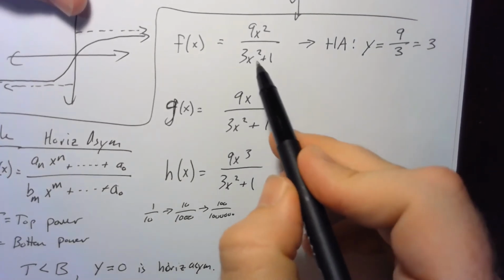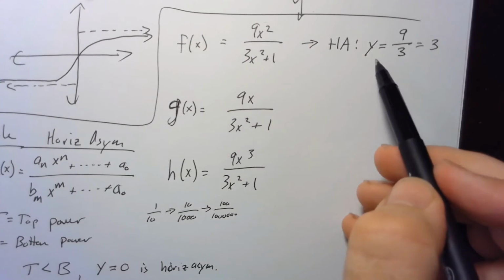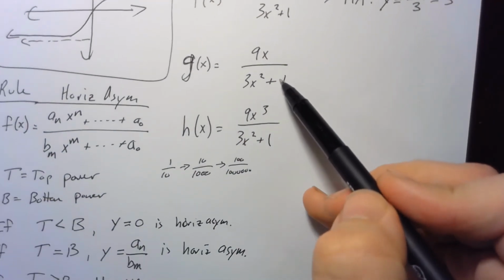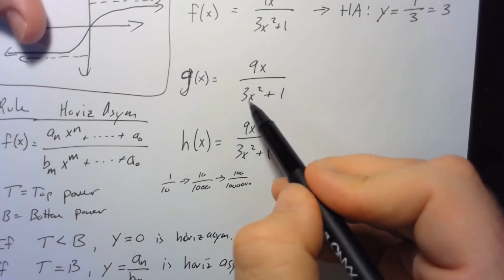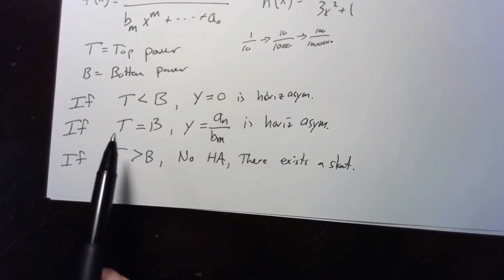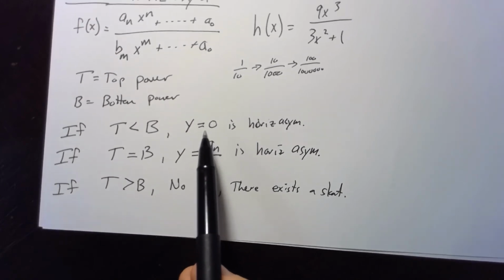So, I've done the first one here where the power on top and the power on the bottom are exactly the same. I will simply use y equals the coefficients divided by each other. If I look to g of x, however, you'll notice that the power on the bottom is larger. And again, with the power on the bottom larger, the top is smaller than the bottom. Y equals 0 is my horizontal asymptote.